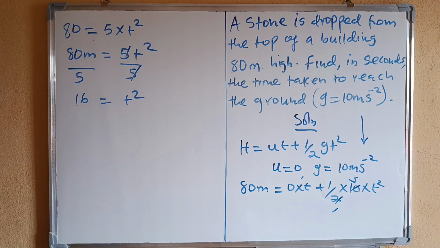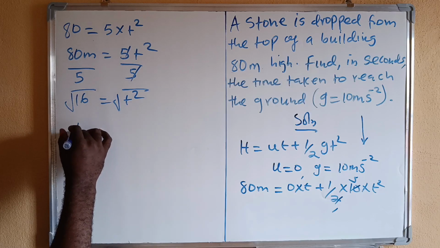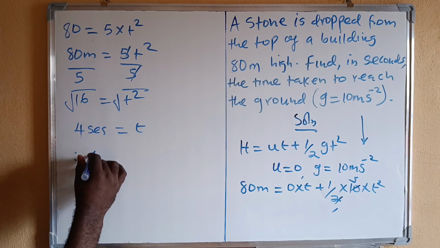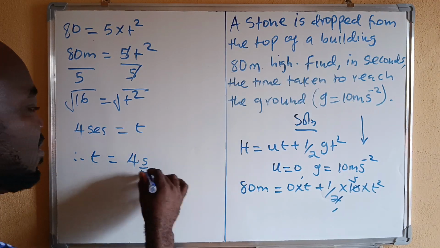If I take the root of both sides, the root of this side is 4 seconds and this is t. Therefore, the time it takes for the body to hit the ground is 4 seconds.